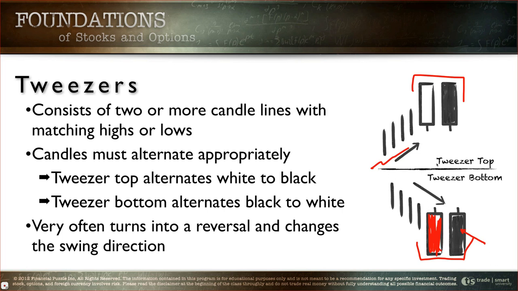Anyway, so you guys get the idea. It should be the downswing here, a black candle followed by a white candle. That creates the tweezer bottom. Again, it turns into a really solid signal when it's this particular formation.